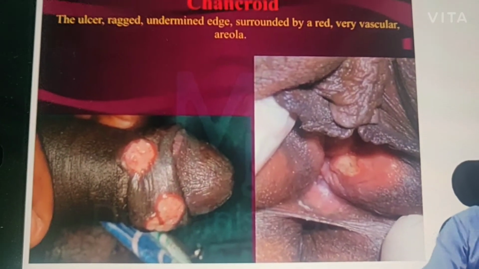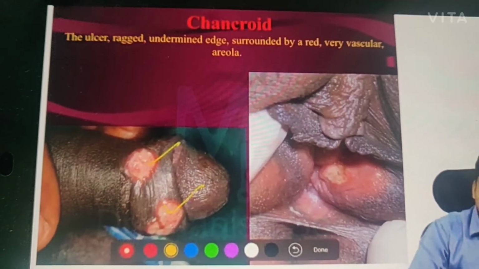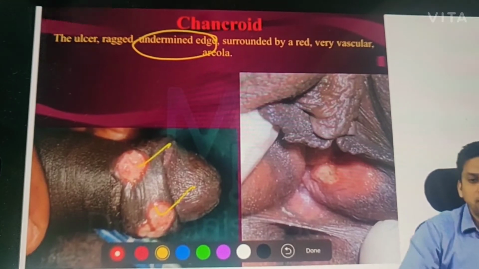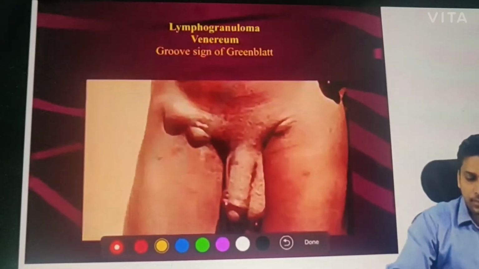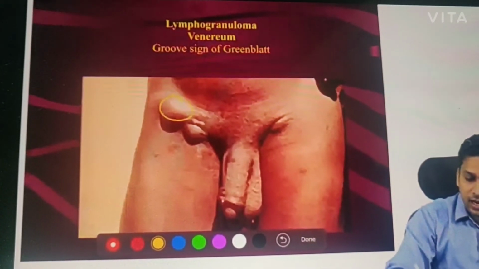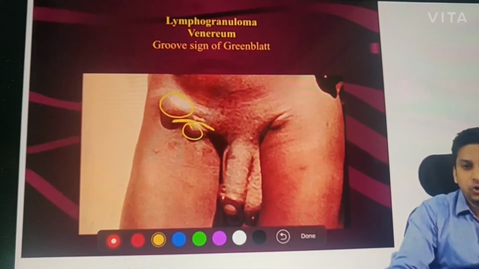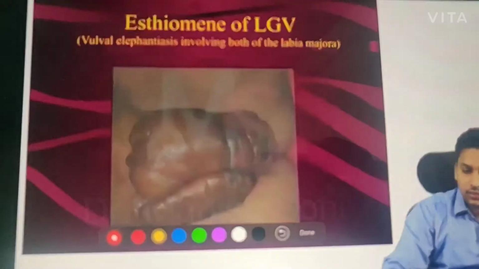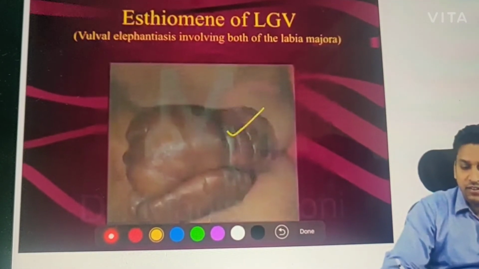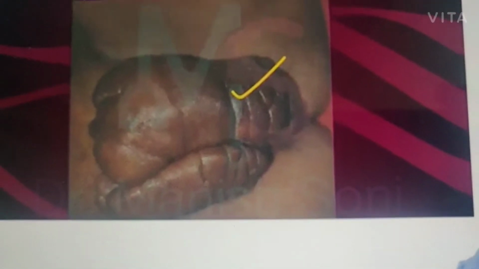Then if you find a patient having multiple painful genital ulcers with undermined edges, the answer is chancroid. If you find enlarged lymph nodes on either side of the inguinal ligament, this is known as groove sign, which is seen in LGV. And if you find genital elephantiasis, like here you can see vulval elephantiasis leading to esthiomene, this is again a case of LGV.